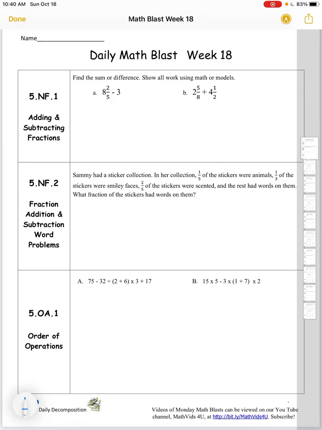Math Blast Week 18, Adding and Subtracting Fractions. Find the sum or difference. Show all work using math or models. 8 2/5 minus 3. Here we're finding the difference, the answer to the subtraction problem.